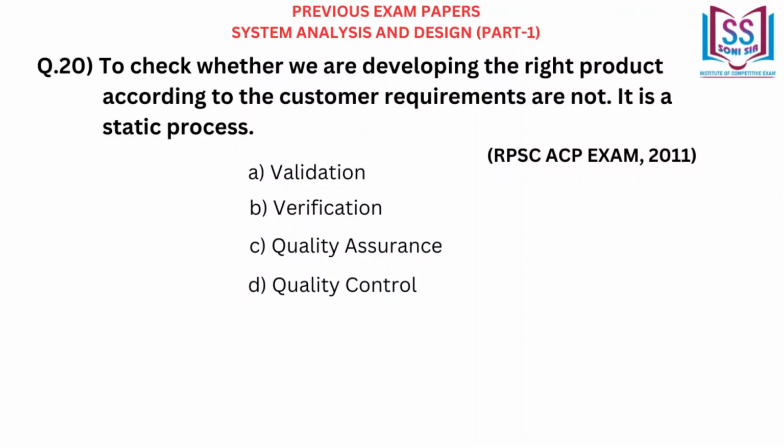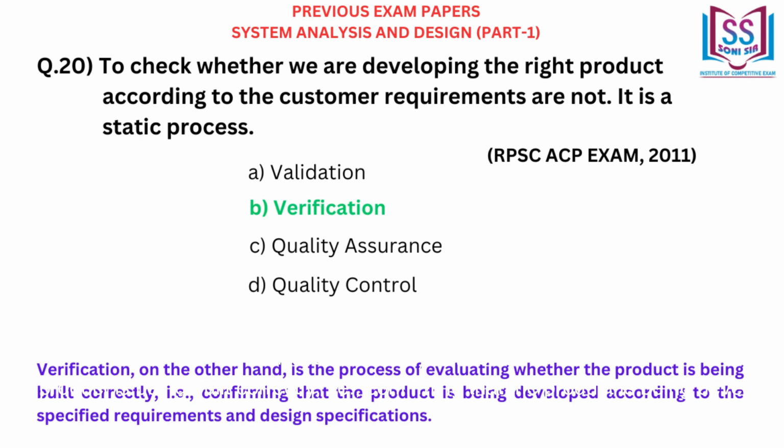To check whether we are developing the right product according to the customer requirements or not. It is a static process. A. Validation, B. Verification, C. Quality assurance, D. Quality control. Correct answer B. Verification. Verification, on the other hand, is the process of evaluating whether the product is being built correctly, i.e., confirming that the product is being developed according to the specified requirements and design specifications.